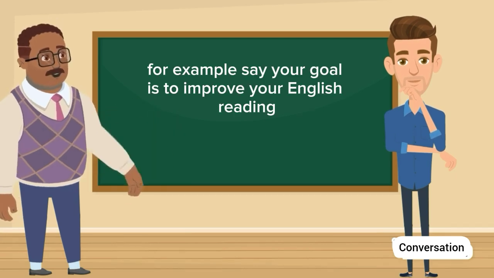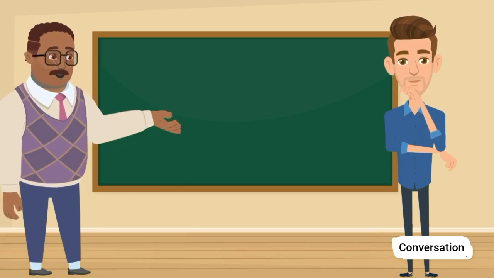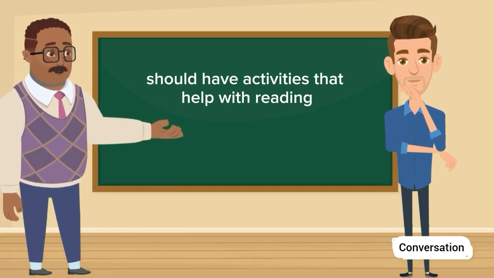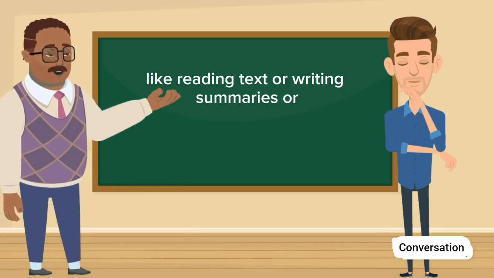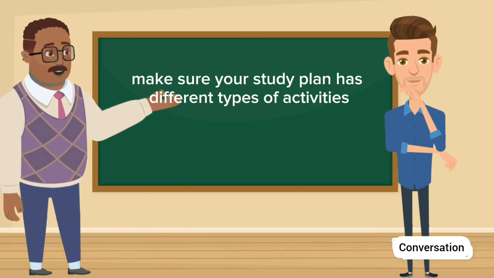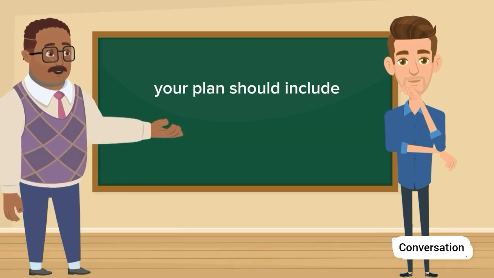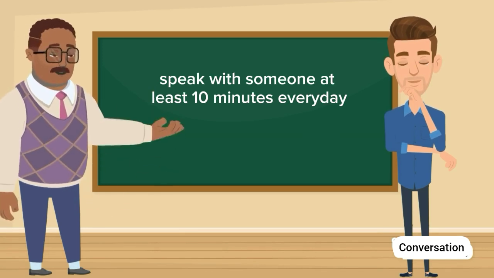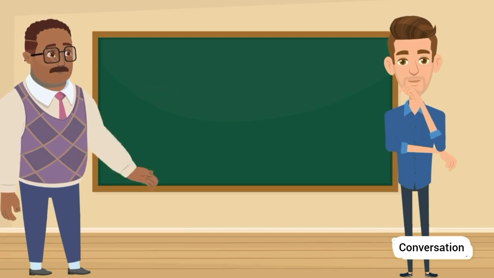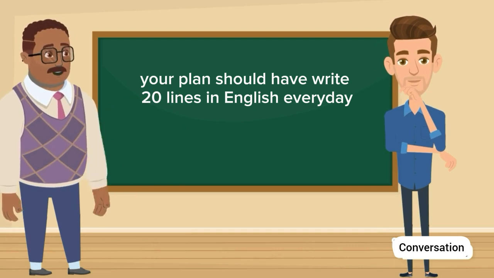For example, say your goal is to improve your English reading. Then your study plan should have activities that help with reading, like reading text or writing summaries or doing grammar exercises. Make sure your study plan has different types of activities. If your goal is to improve your speaking, your plan should include speak with someone at least 10 minutes every day. Or if your goal is to improve writing, your plan should have write 20 lines in English every day.